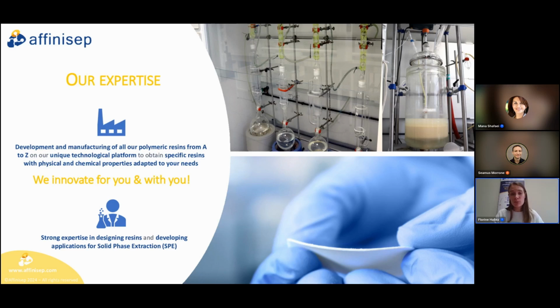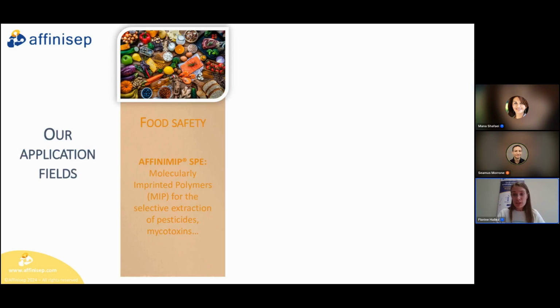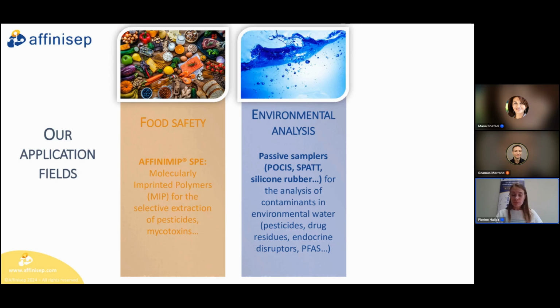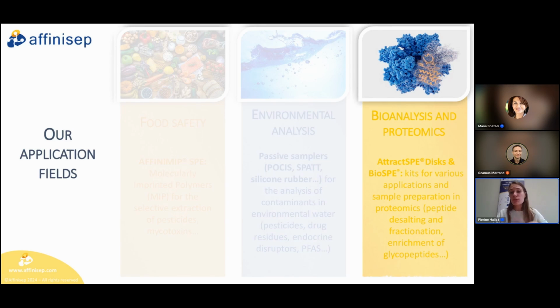And in addition to our strong expertise in designing resins, we also apply them to sample preparation and especially to solid phase extraction, SPE. So our SPE resins are dedicated to 3 main application fields. The first one is food safety, with a wide range of molecularly imprinted polymers for the extraction of pesticides or toxins from various food matrices. We also have a broad range for environmental analysis, with different types of passive samplers for the extraction of contaminants from water. And last but not least, the subject of today's presentation, we have a broad range of products for bioanalysis and proteomics, and especially kits for, for instance, peptide desalting or peptide fractionation. So this presentation will focus really on these product ranges.